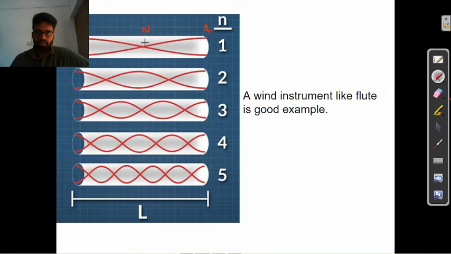and a node in the center. So here length L is equal to lambda by 2. Here the distance between antinode and node is lambda by 4. So this is also lambda by 4. Total length is lambda by 2. Similarly, this is lambda by 4, this is lambda by 4, and this is lambda by 2. Total length is lambda.